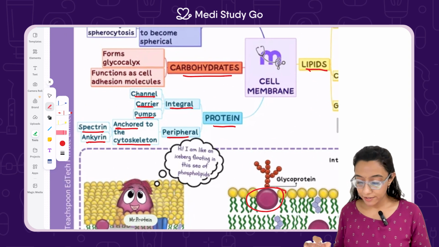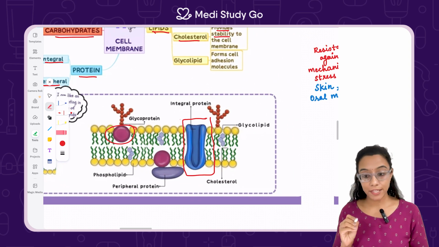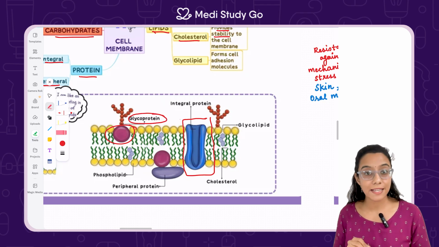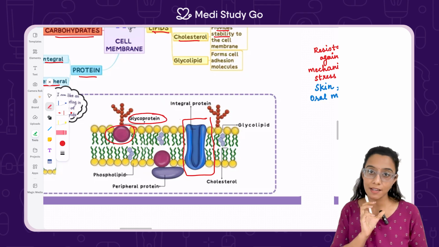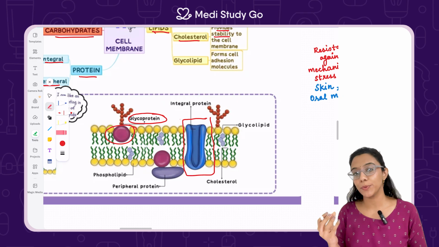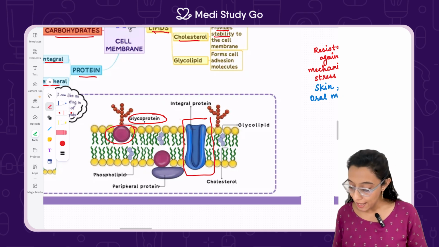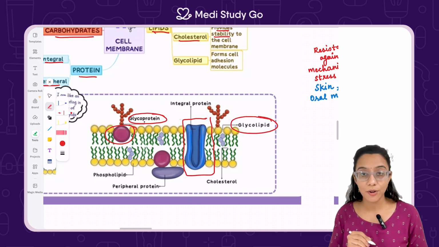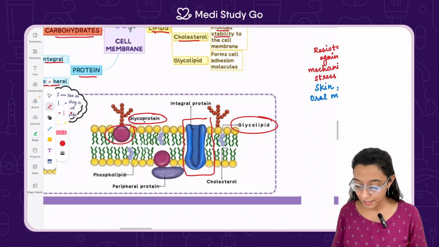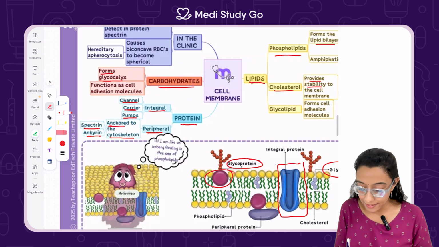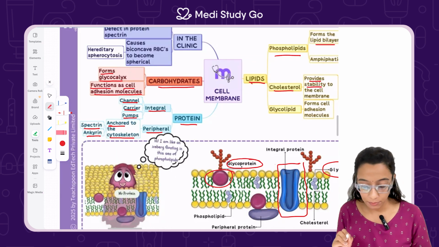Then there are carbohydrates, which are again of two types. Glyco means carbohydrates, and when they are attached to proteins, they are called glycoproteins. And when they are attached to lipids, they are called glycolipids, right? They form the glycocalyx and they function as cell adhesion molecules.